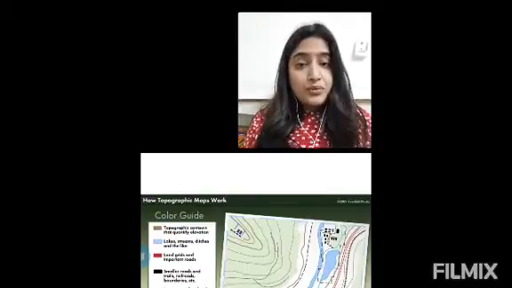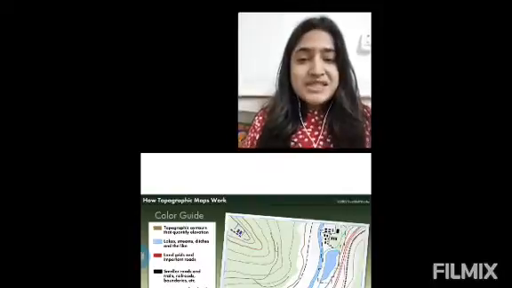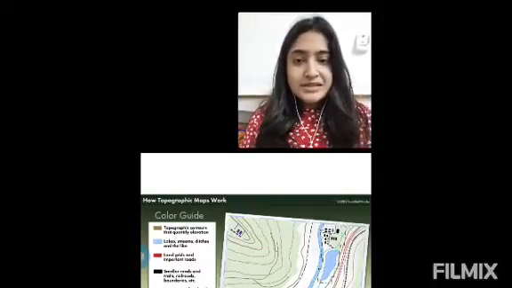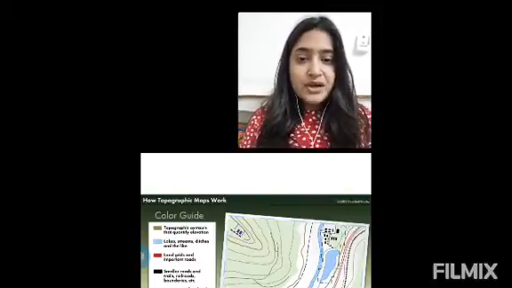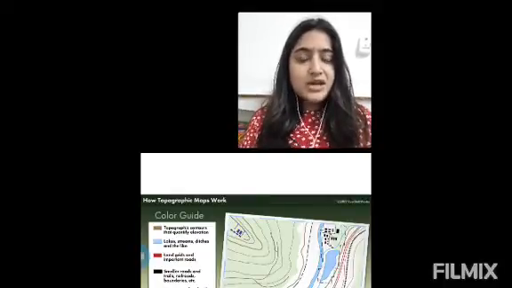Next are topographic maps. Now what are topographic maps? These maps basically show the contour lines, right? The elevations of a particular area. It can be roads, it can be lakes, it can be ditches, right?